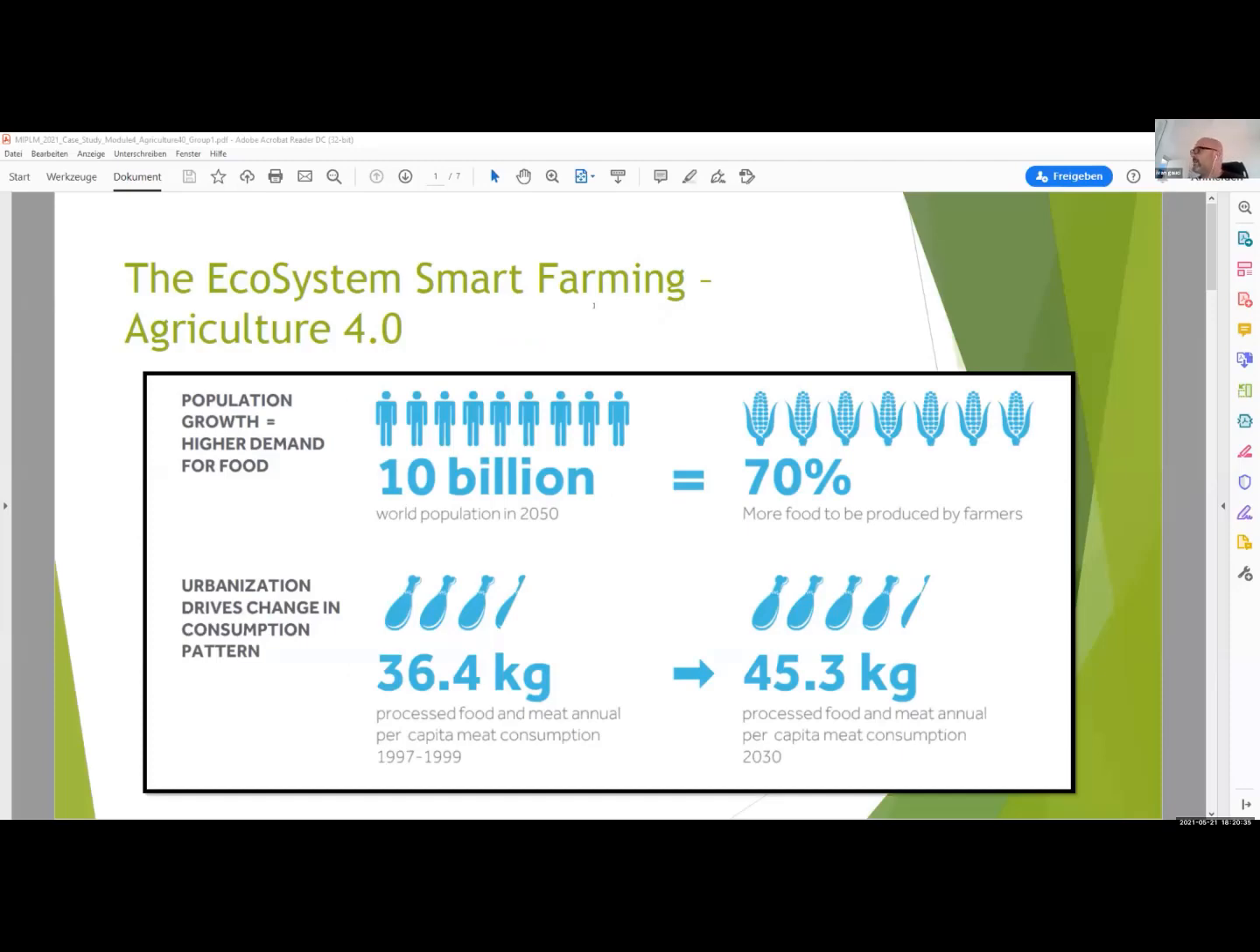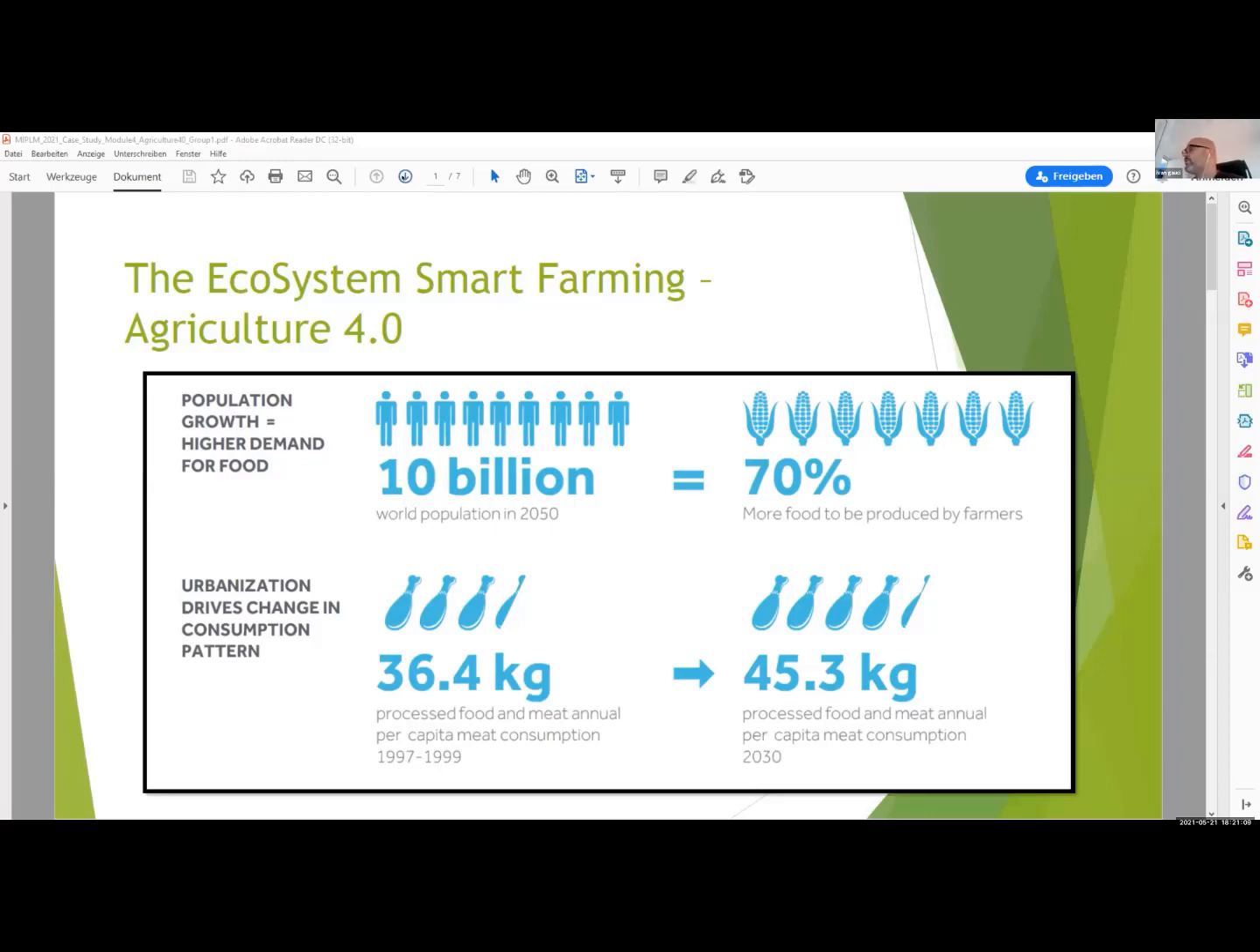This case study is all around smart farming and building an ecosystem around agriculture 4.0. As we know, there is a lack of resources in the agriculture sector. Population growth is high, and the demand for food is also high. The consumption is the same in terms of food. So we can see that there is always a high demand for the agricultural sector.